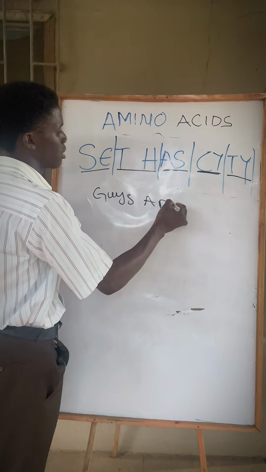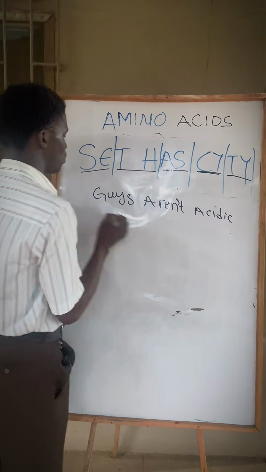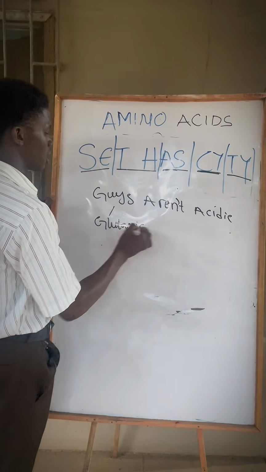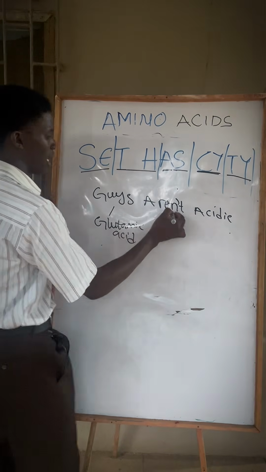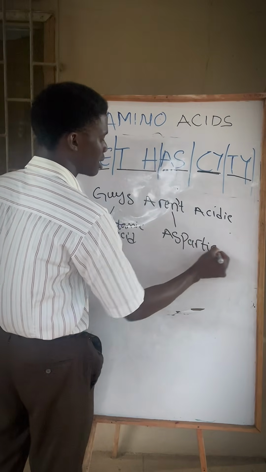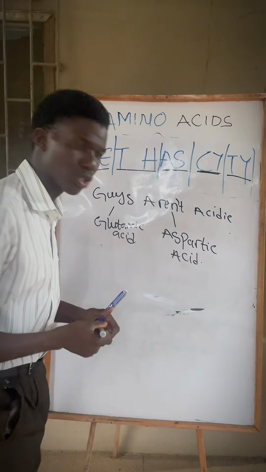Guys, the acidic ones: we have glutamic acid and aspartic acid. So how do I draw the structure?